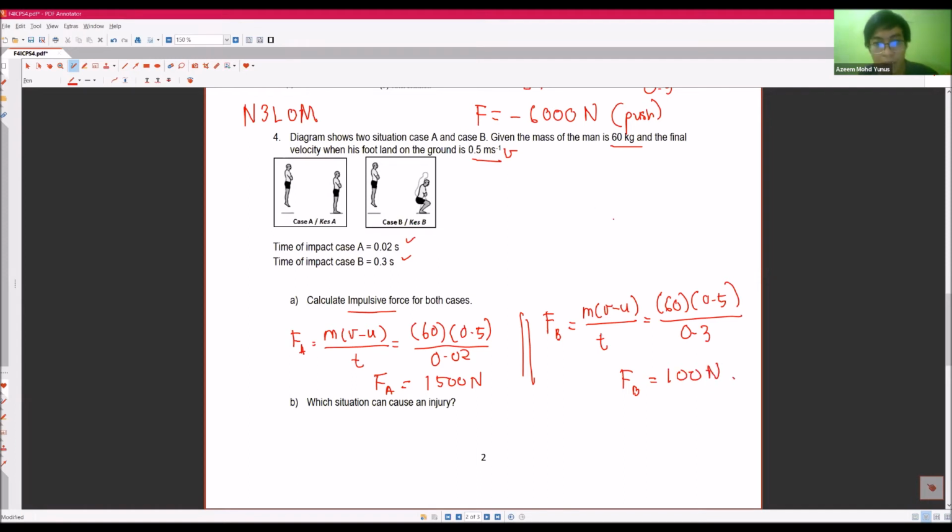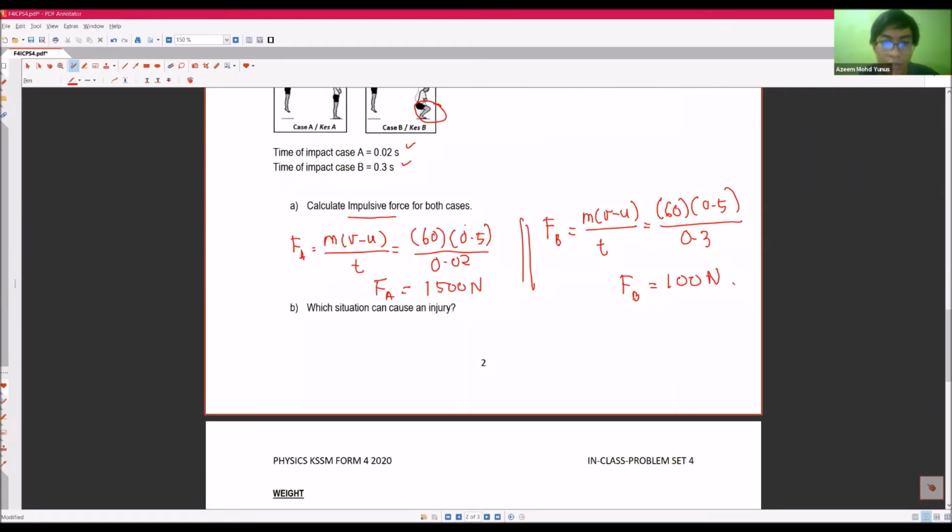So thus, it is safer that we bend our knees when we jump and land. If we do like this, then the force exerted on our feet by the ground is higher, that can cause damage or injury to our knees. Okay. So which situation can cause injuries? Is A.